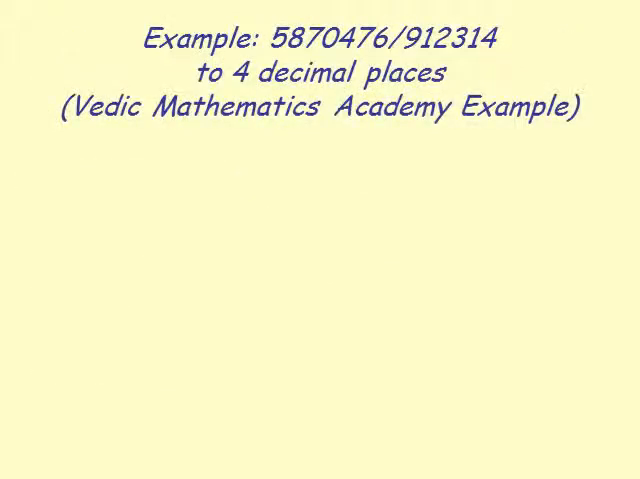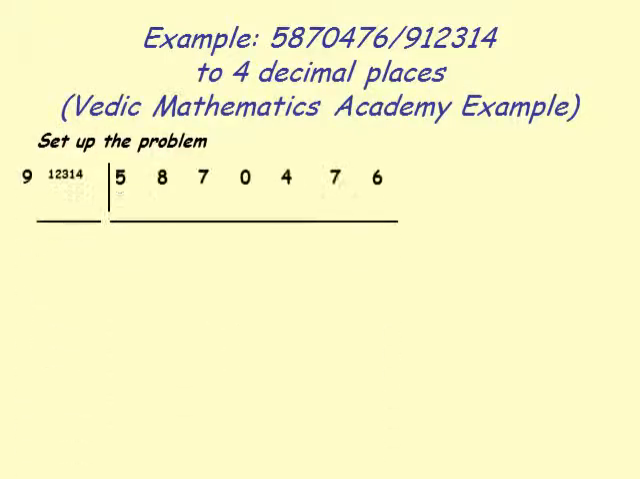Let's consider another example here. Example is 5870476 divided by 912314, to 4 decimal places. This is an example I got from Vedic Math Academy, and Vedic Math Academy has this example in the relief letter. Okay, let's settle the problem here.